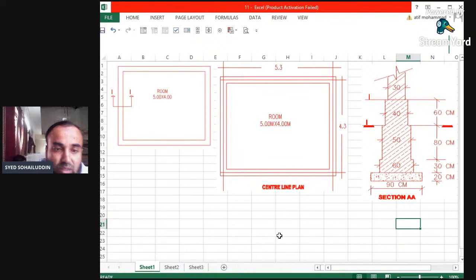What about the center to center distance of the short wall? Again, we will write it down: the center to center distance of the short wall.